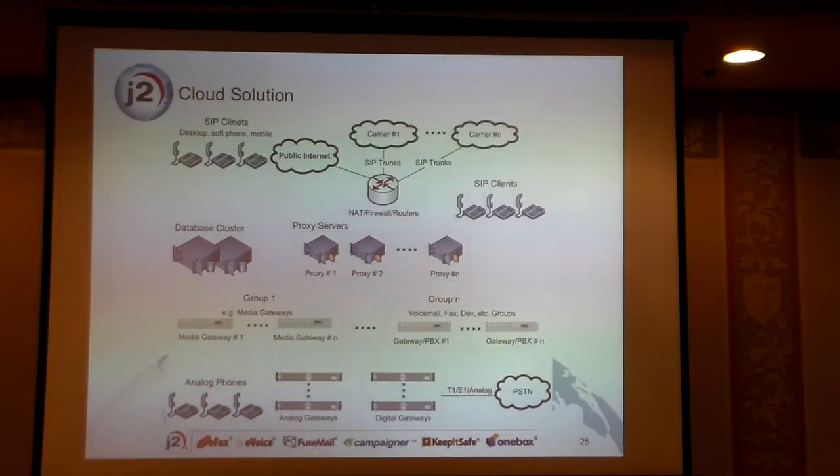So let's say you do 10,000 simultaneous calls, you need 10 FreeSWITCH servers to handle those calls. These 10 are redundant of each other. So even if 3 of them go down, the other 7 are handling your calls.